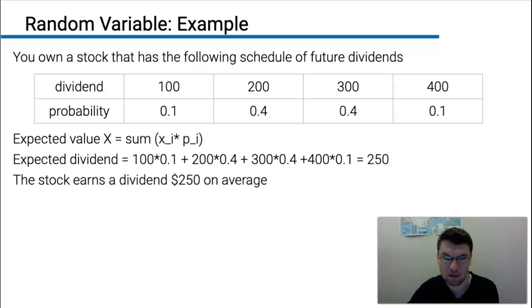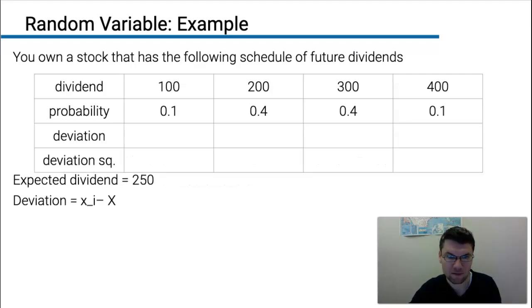What does that mean? That means that on average, the stock is going to earn $250 per turn. So in no single iteration will that stock earn exactly $250 in dividends, but if you repeat this random process multiple times, if basically you wait for the dividend to be paid a lot of times, then on average, the payment will equal 250. So think of 250 as the kind of a center of this random variable, the average value that it will take over multiple repetitions of this random process.